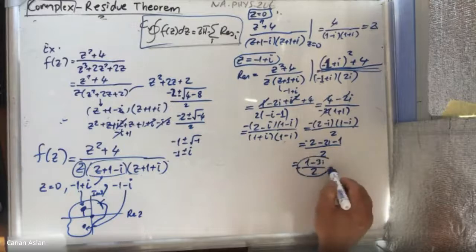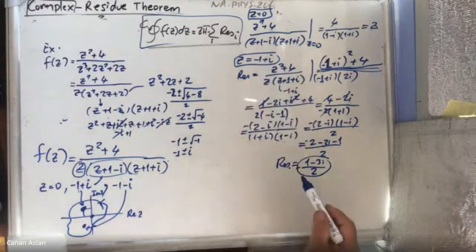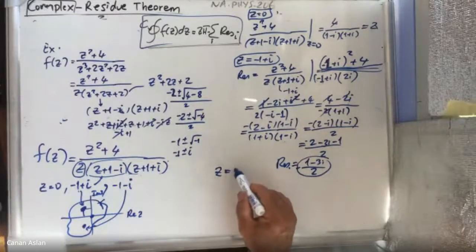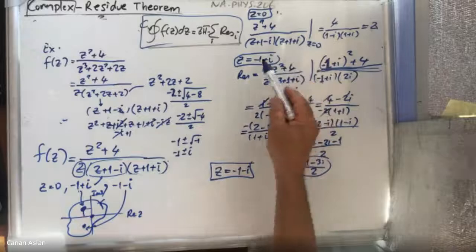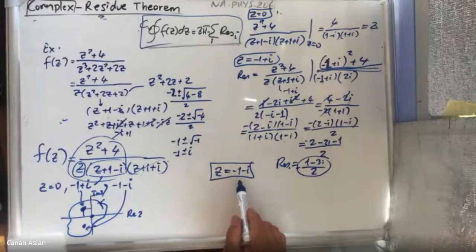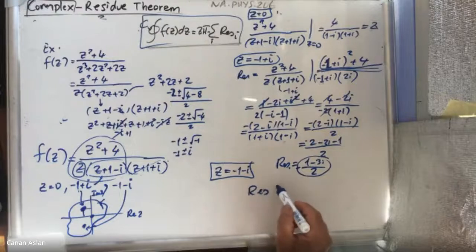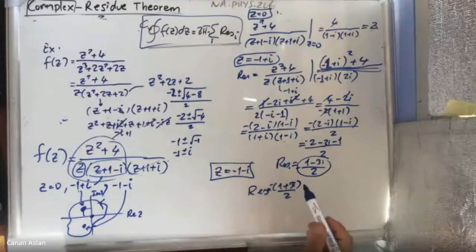So one of the residues, the one belonging to the singular point -1 plus i, is this. The other residue will be similar to this one. So z equals -1 minus i. In this case, we get rid of this factor now and calculate the rest of this function at z equals this value, and then it gives you exactly the same thing with plus 3i. Now for this one, the residue is just (1 plus 3i) over 2, with a minus sign. So we got all the residues.